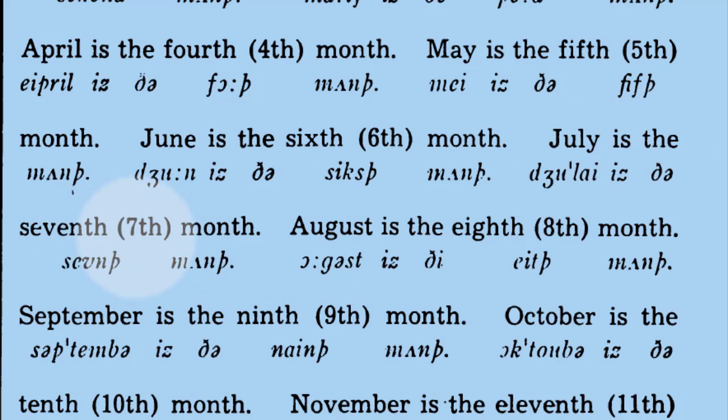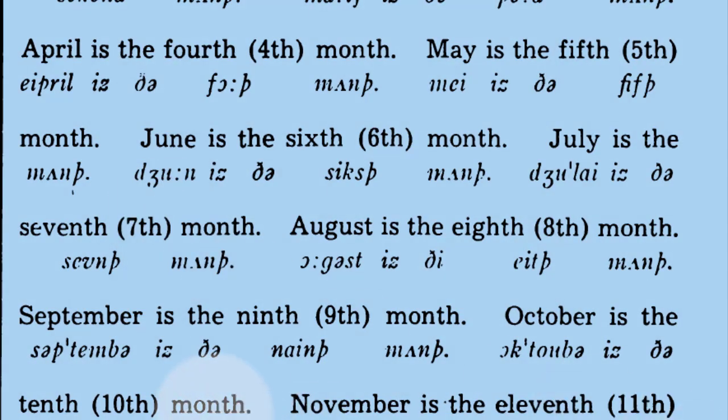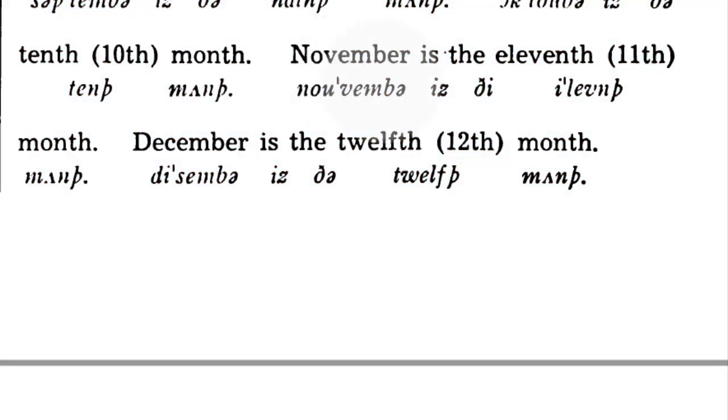July is the seventh month. August is the eighth month. September is the ninth month. October is the 10th month. November is the 11th month.